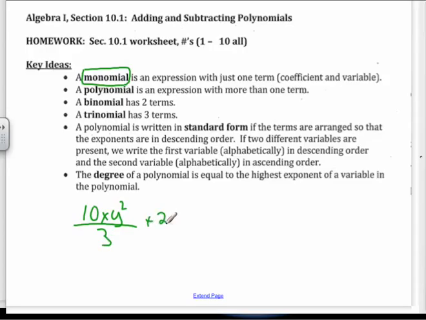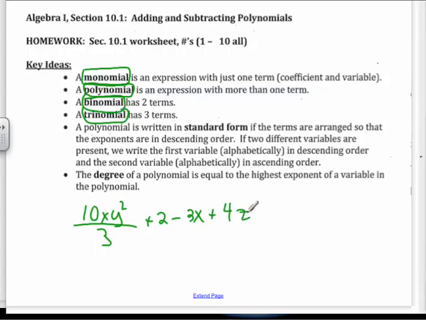Plus 2, now it's a binomial. It has two terms. It's also a polynomial. It has more than one term. Okay? Just by adding that. Once I put a plus or a minus in there, now I've got more than one term. Okay? Minus 3x. Okay, now we've got a trinomial. It has three terms. All right, plus 4z.